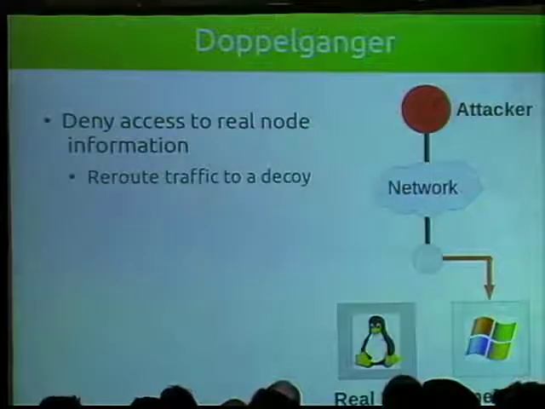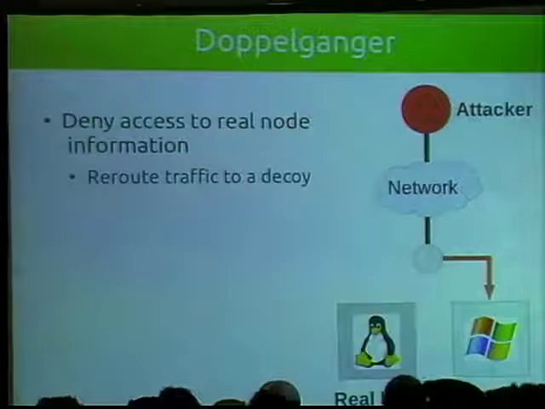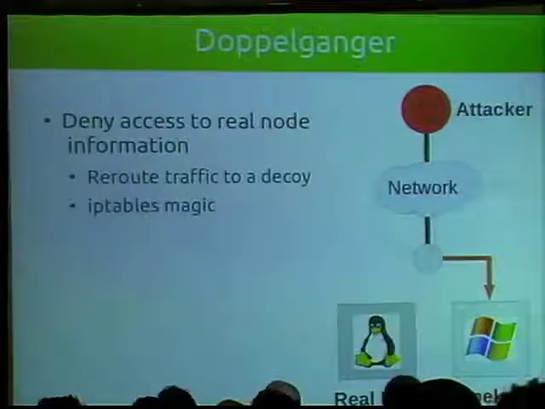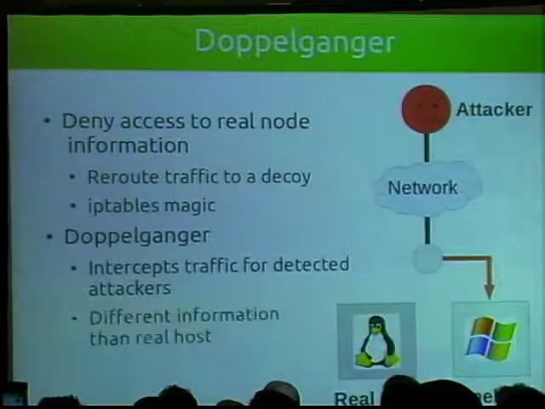Now when he tries to access the rest of it, so figure we catch him a quarter of the way through the scanning, right? And now for the rest of the three quarters, he's not going to get any real nodes. When he does try to scan a real node, he's just going to get rerouted to a fake one. So almost all the data that he's going to be seeing is fake. We use some IP tables magic to do this.